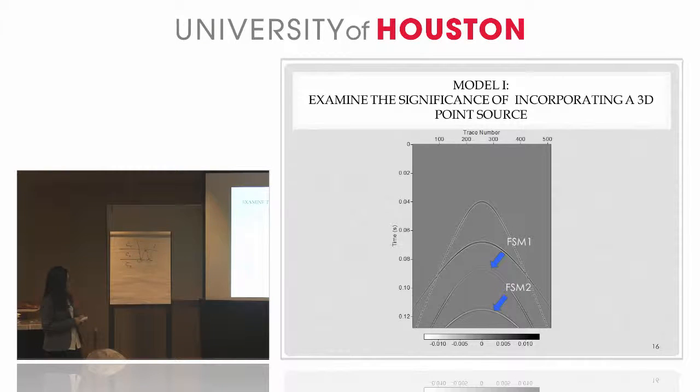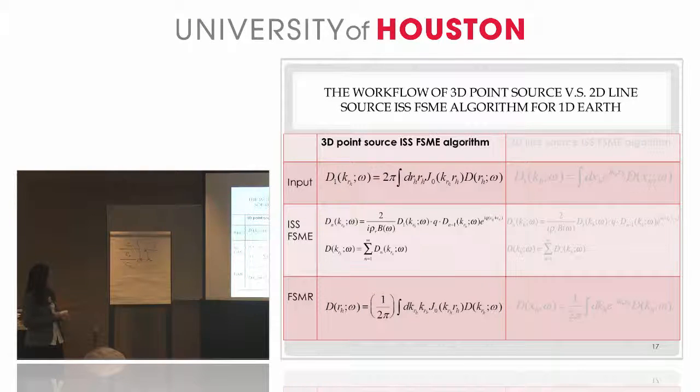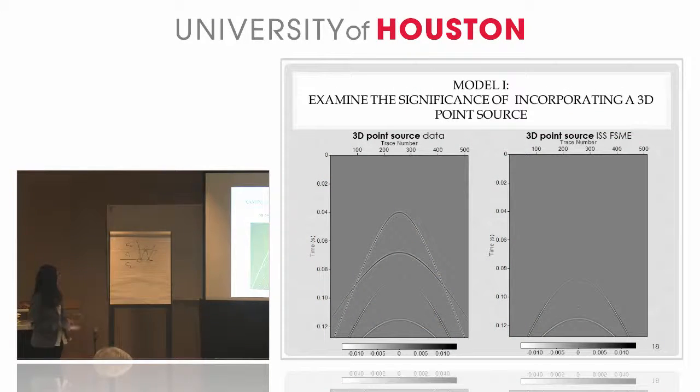If we use this data as the input of our free surface multiple prediction, first let's look at the result from the 3D point source free surface multiple algorithm, which means we match the source dimension in our algorithm and the source dimension in the data. We will have the result shown in the right panel here, and the left panel shows the original input data. We plot these two figures on the same scale. So you can see that the prediction of free surface multiples has the same amplitude scale as the original data.